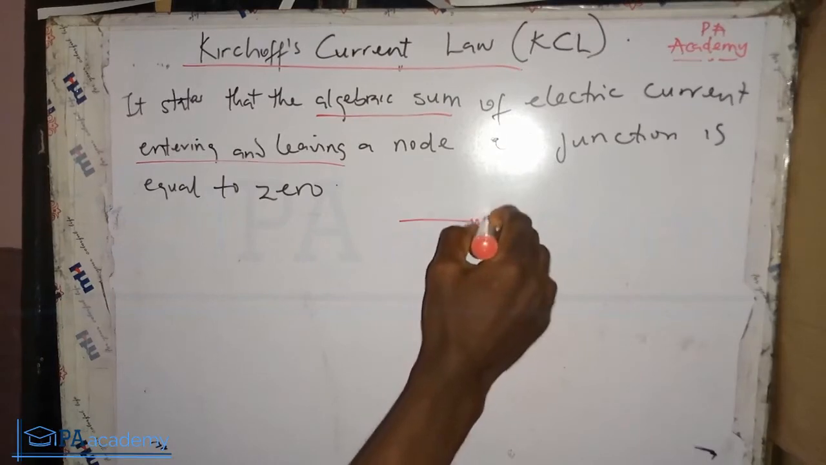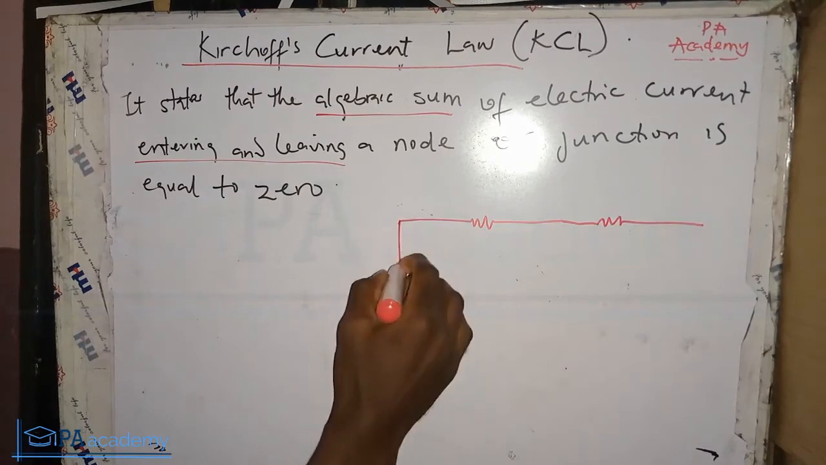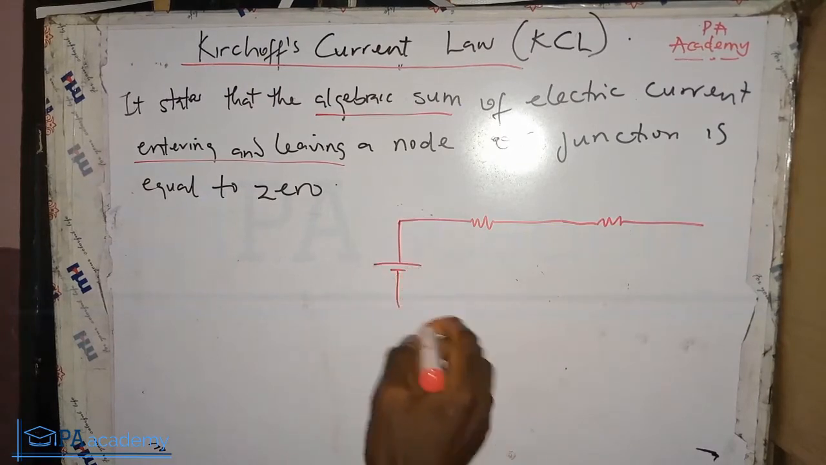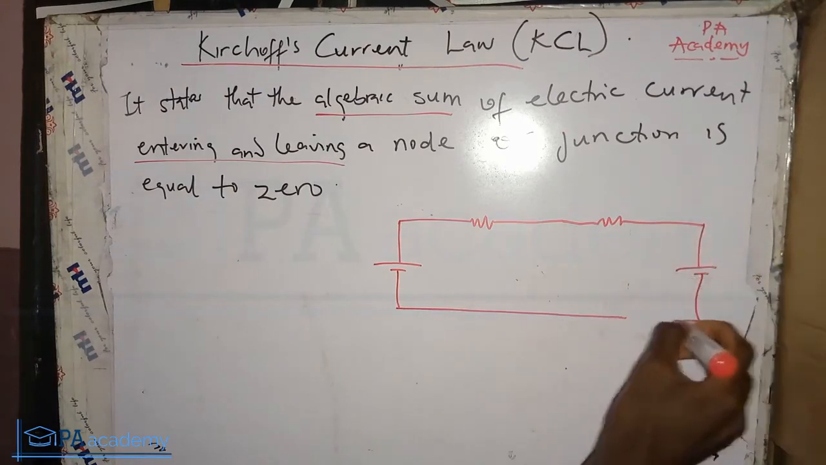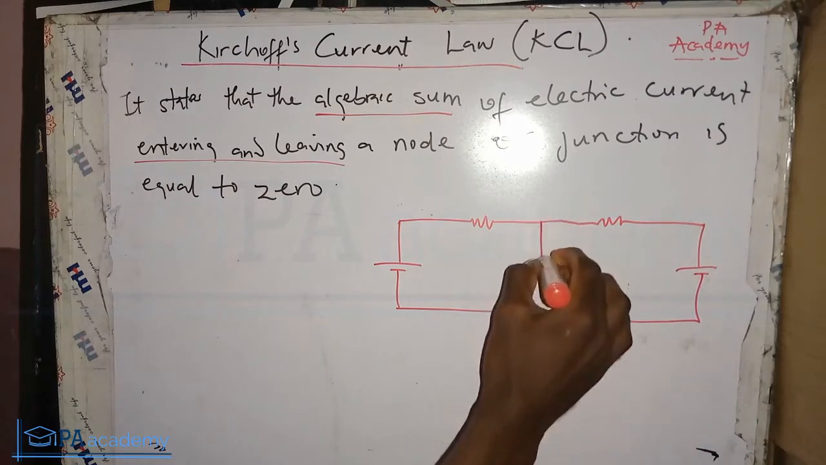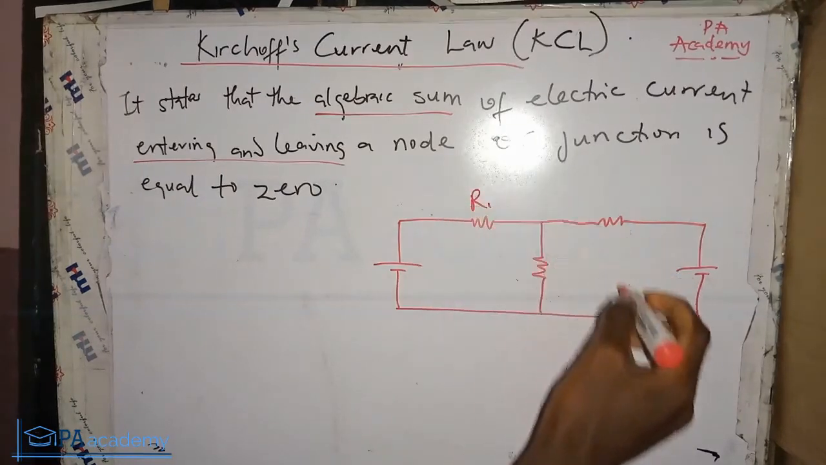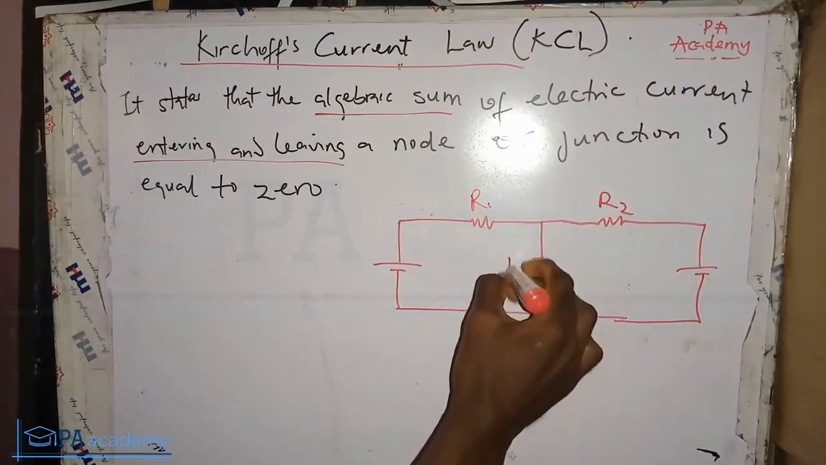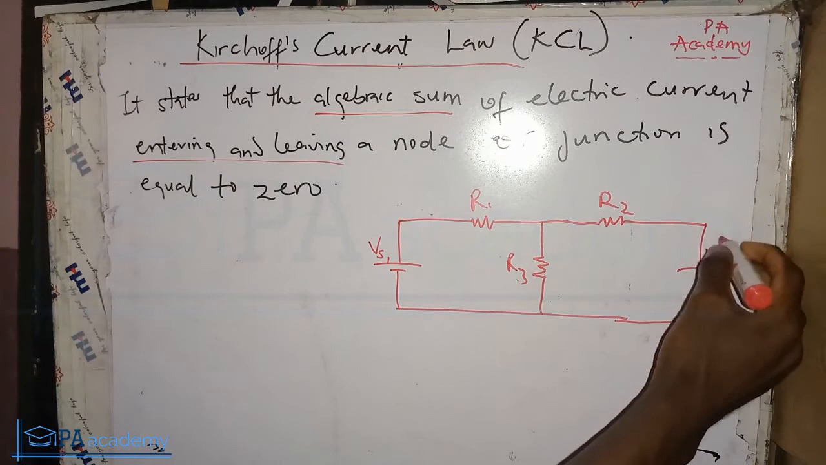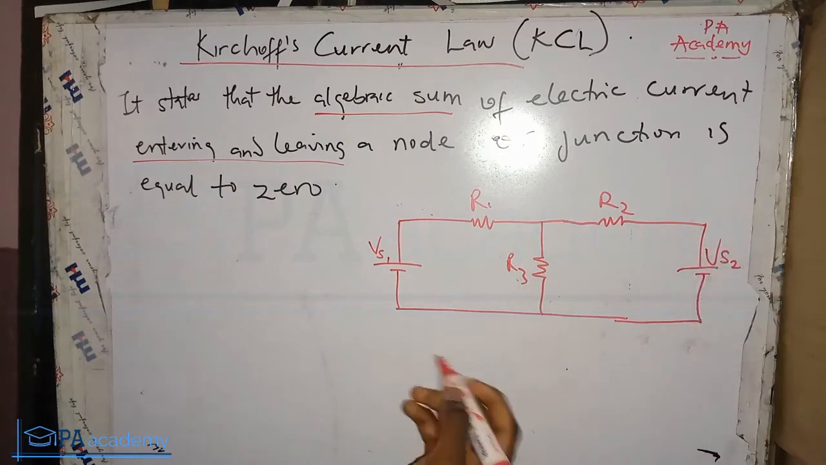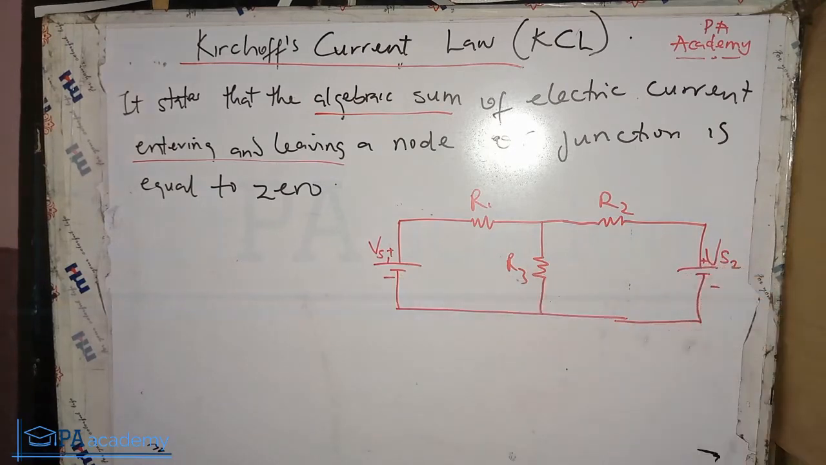So if you have something like this, and then here we have a voltage source, and then we have another voltage source here, and then right there we have a resistor. So let's call this resistor R1, let's call this R2, and let's call this R3. The voltage sources, let's call them Vs1 and Vs2. So let me add the polarity here, plus minus, the longer side plus, and this is minus.